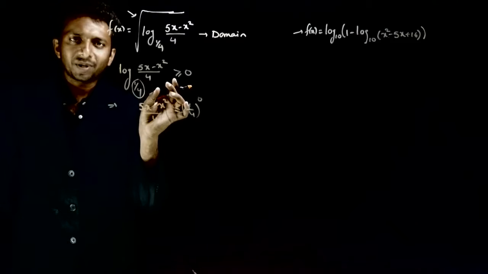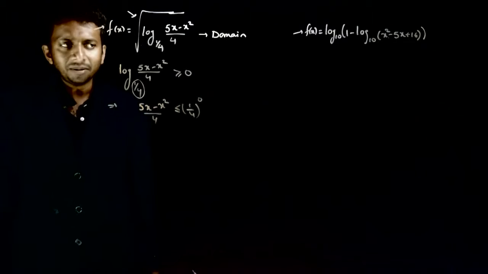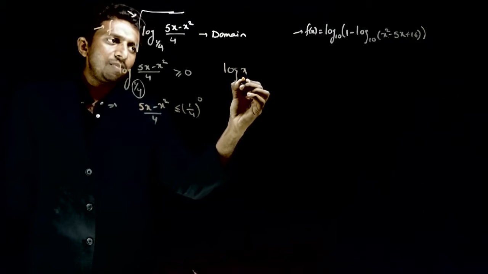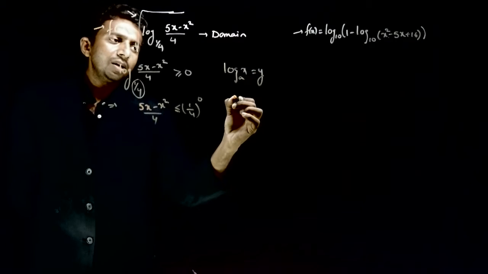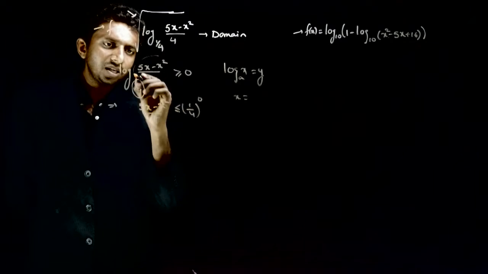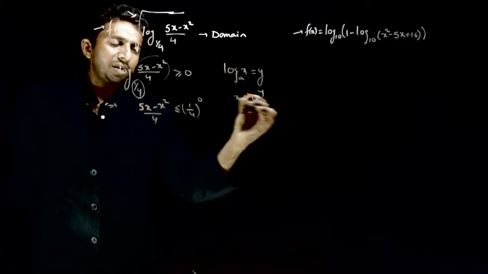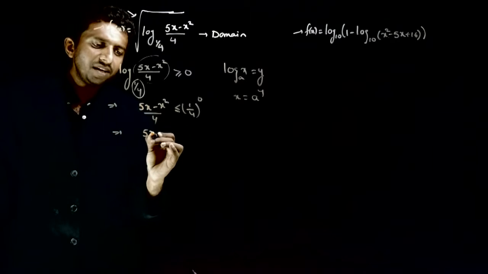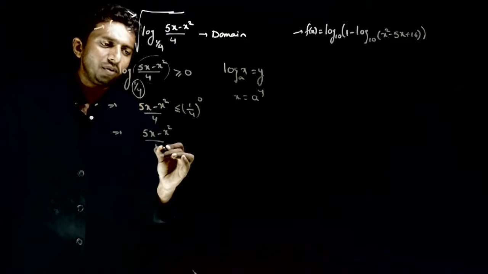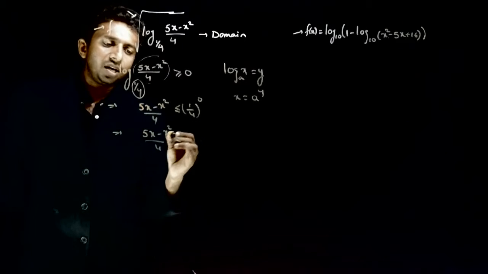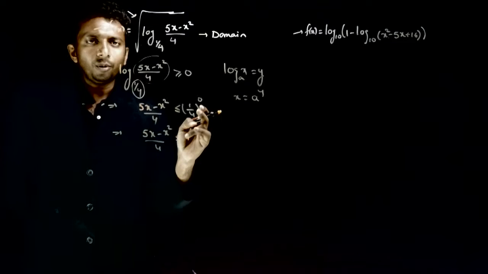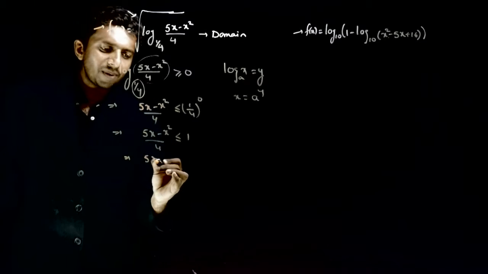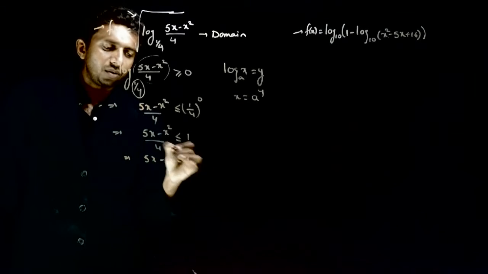So log expression को exponential expression में लिखना आपको आता है. So this is a very basic thing. Log x to the base a is equal to y है तो x is equal to what? So this will be equal to a power y. So this implies (5x minus x square) by 4 is less than or equal to 1. 1 by 4 power 0 is 1. So this implies 5x minus x square is less than or equal to 4.